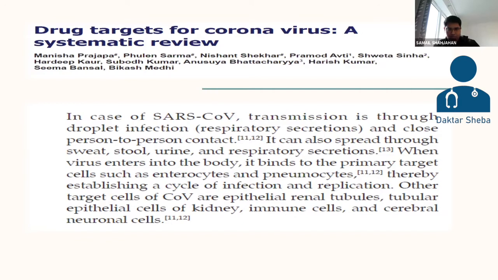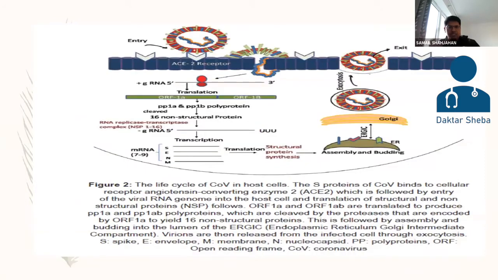So we'll see that afterwards. This is just a quick summary of how it infects the cell. The main target is angiotensin converting enzyme, and they have a particular affinity to type 2 receptors. There are two types of receptor for angiotensin converting enzyme, type 1 and type 2. Type 1 is vasodilating and type 2 is vasoconstricting. That's how they have the affinity to type 2, and that's how they cause pro-inflammation and pulmonary vascular constriction. And that's how they present with all this.